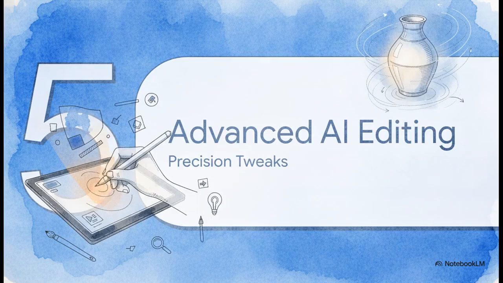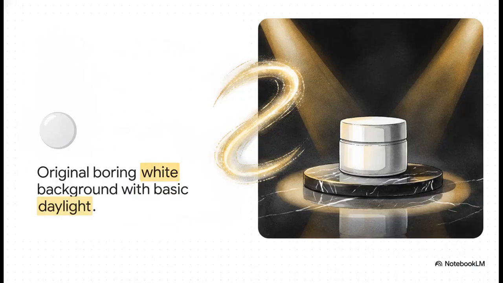Now for Section 5, Advanced AI Editing Tools. We're getting into precision tweaks and basically magic wands. Think about the typical before and after. You start with a super boring, flat, daylight white background image. Honestly, it screams amateur. But then you use a simple text prompt to rescue it. You just upload the dull picture, tell the AI, change the background to black marble, and boom! The actual product is perfectly preserved, but the environment gets a complete cinematic luxury overhaul.